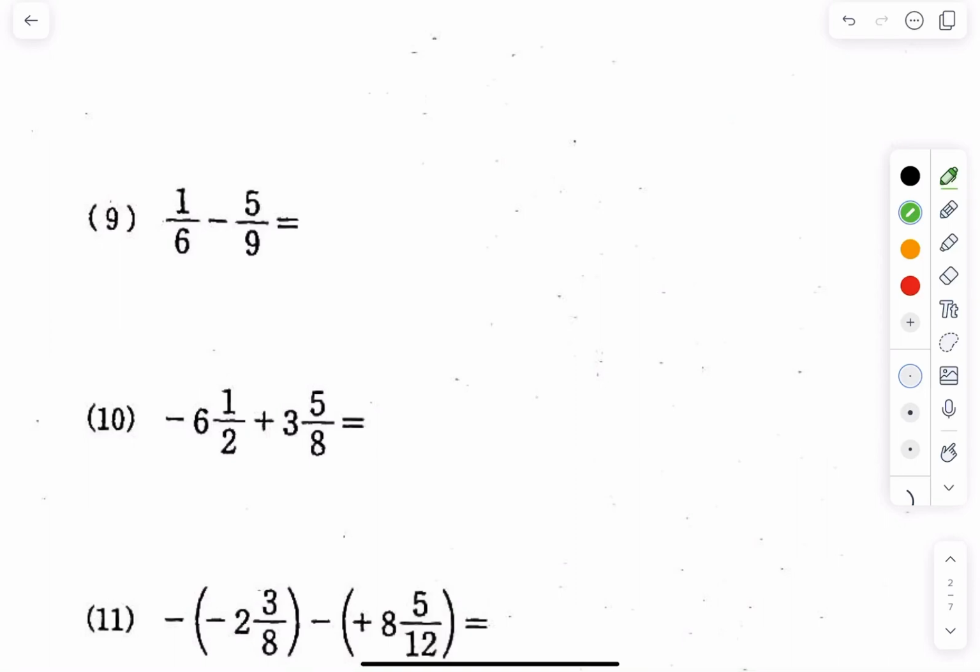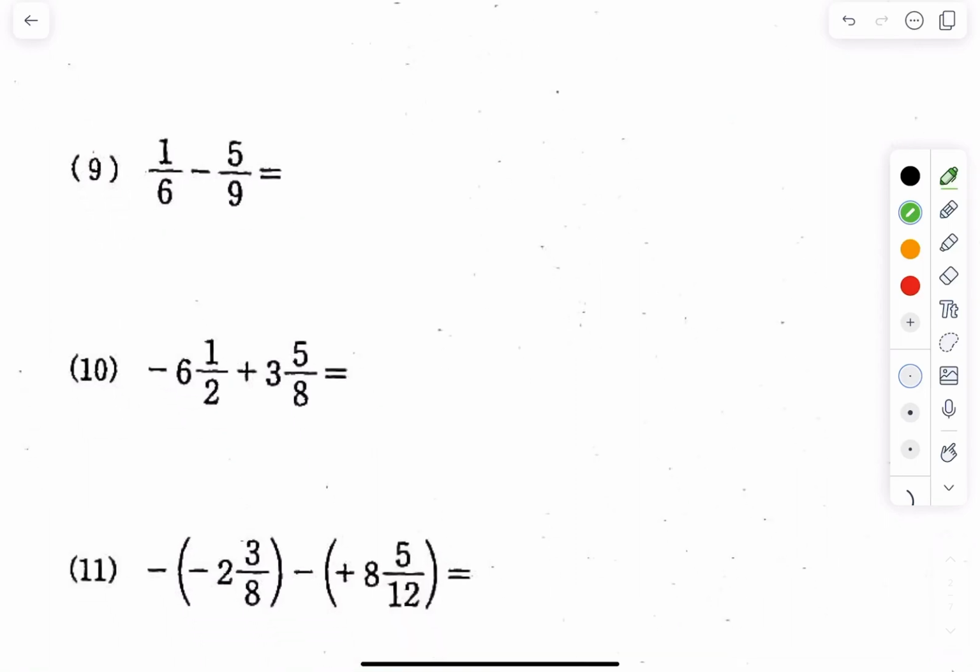All right, question number 9. Continue with negatives and positives. Okay, we know that we have to find the LCM for 6 and 9, right? We're dealing with fractions and we're dealing with subtraction. So for the LCM of 6 and 9, let's use the bolt method.